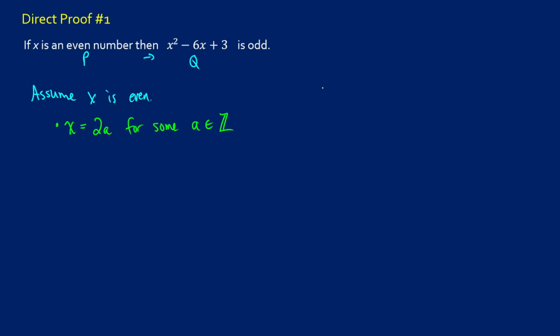So basically what this means is that we're always going to get an even number. So if a is 0, then x is going to be 0. If a is 1, x will be 2. If a is 2, x will be 4, and so on.